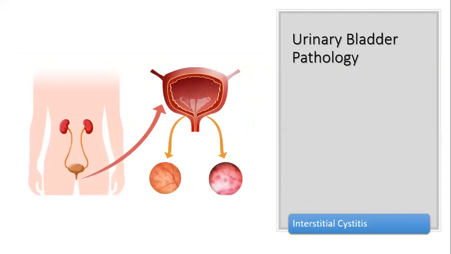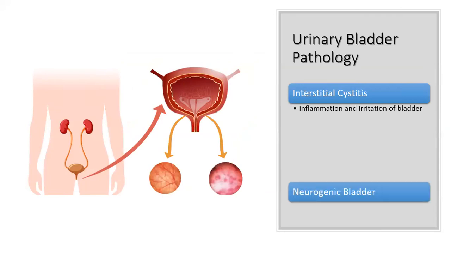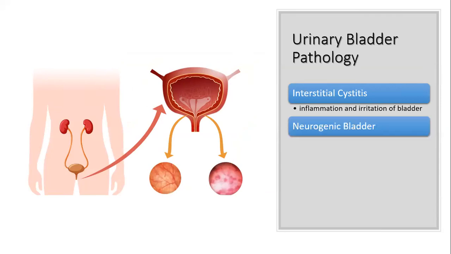Urinary bladder pathology. Interstitial cystitis is inflammation and irritation of the bladder, and most of the patients are female in mid-age, and it is a very painful bladder. Neurogenic bladder is loss of nervous control that leads to retention, and most often now we see it from spinal cord injuries.